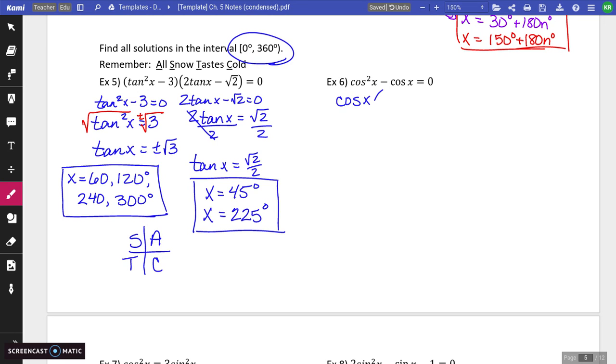Factor this. You have a common monomial factor of a cosine. So cosine x you can take out. You are now in factored form. So this is going to be cosine of x equals 0. And this one's going to give you cosine of x minus 1 equals 0. So solve that. Cosine of x equals 1. Okay, cosine of x equals 0.